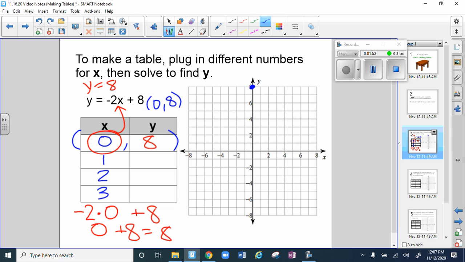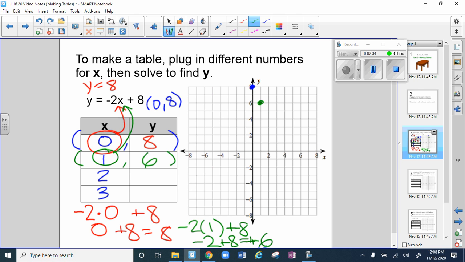And I'm going to keep doing this for the rest of the numbers that I picked for x. So my next value is 1. I'm plugging that into my equation. So I have -2 times 1, and then I'll add 8. -2 times 1 gives me a -2, plus 8. That equals +6. That should be a plus. So I will have 6 for my y. And again, this is a solution. This is a point on our line, 1, 6. And I can plot that on my graph.